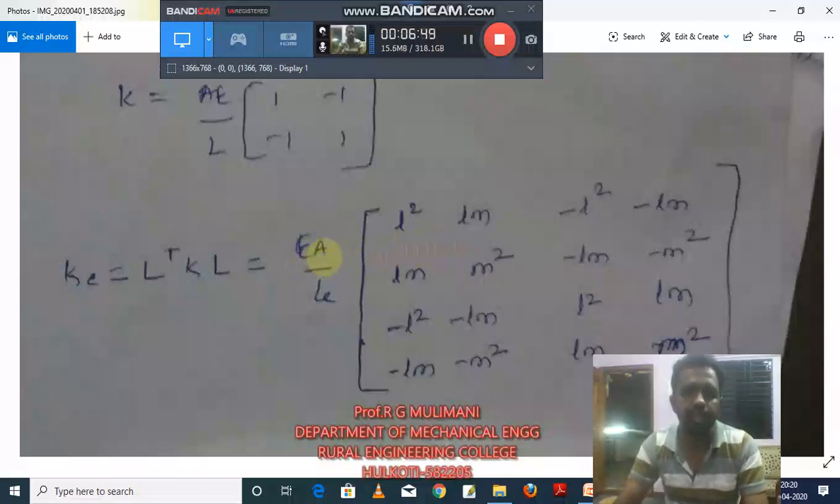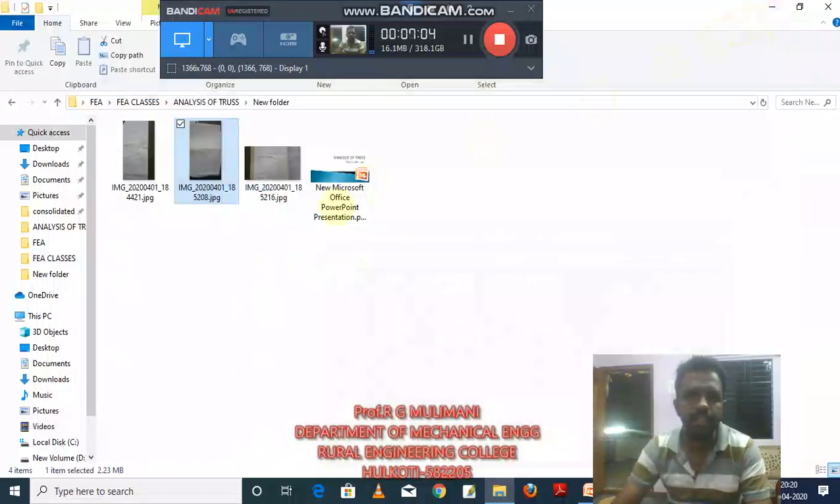What is E here? Young's modulus of the truss member. A is the area of the truss member, L is the length of the element. This is the stiffness matrix for the truss element. What are L and M here? L and M are the direction cosines. L is cos theta and M is sin theta.